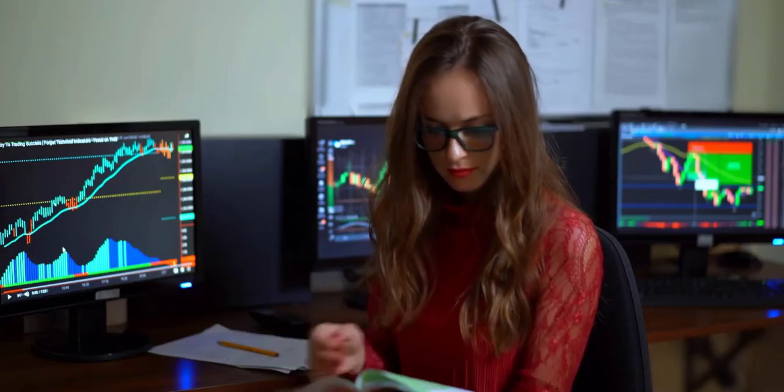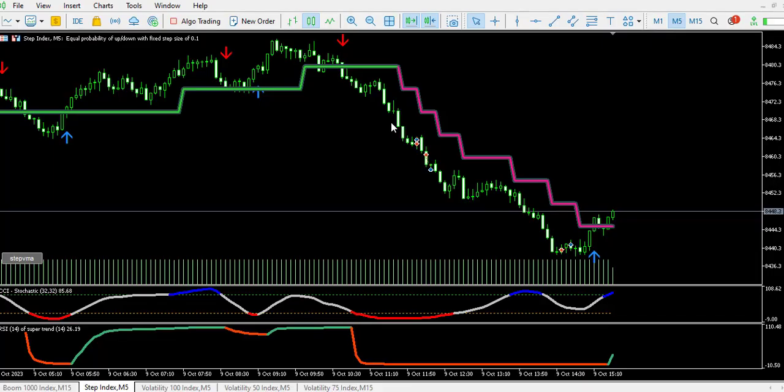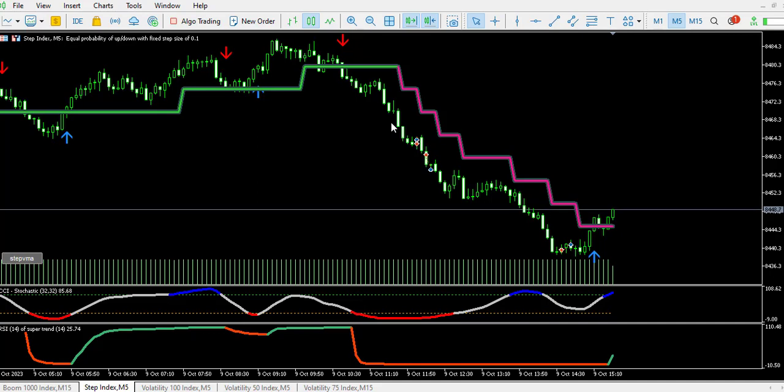This strategy is meant for MetaTrader 5 and not MetaTrader 4. You can use this on Deriv platform. As a matter of fact, I am using this particular strategy on Deriv platform, but it can be used on any MT5 platform.